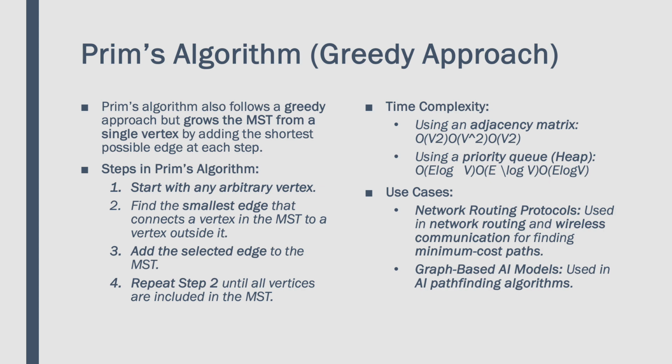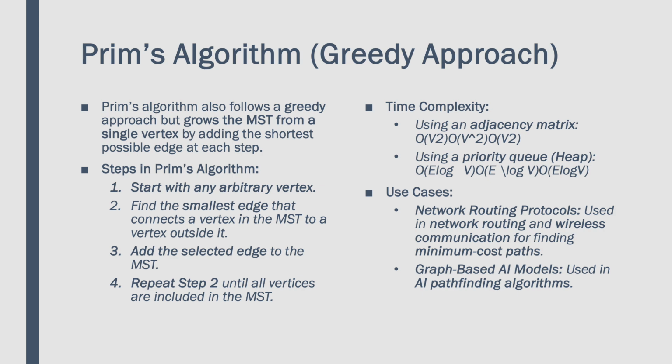Okay, now we'll see Prim's algorithm here. It is also another fundamental algorithm for finding the minimum spanning tree of a graph. Like Kruskal's algorithm, Prim's algorithm also follows a greedy approach, but it builds the MST differently by starting from a single vertex and growing the tree step by step. So instead of sorting edges like Kruskal's algorithm, Prim's algorithm grows the MST dynamically by always adding the shortest available edge that connects to the tree.